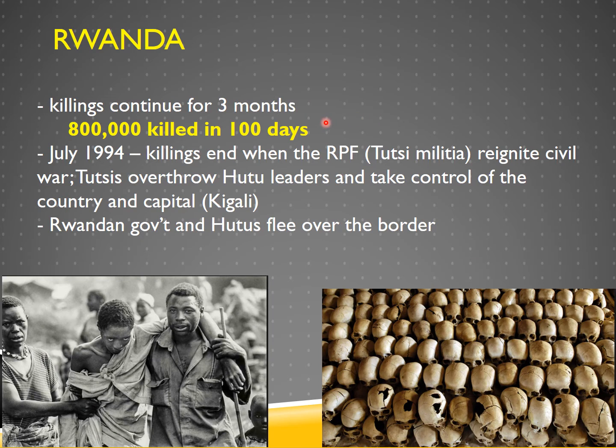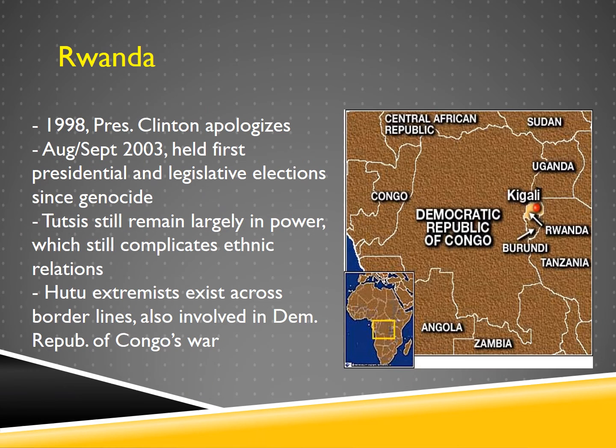The killings continue for 3 months. 800,000 people were killed in 100 days. In July of 1994, killings end when the RPF, the Tutsi militia, reignite civil war. Tutsis overthrow Hutu leaders and take control of the country and capital, Kigali. The Rwandan government and Hutus flee over the border.